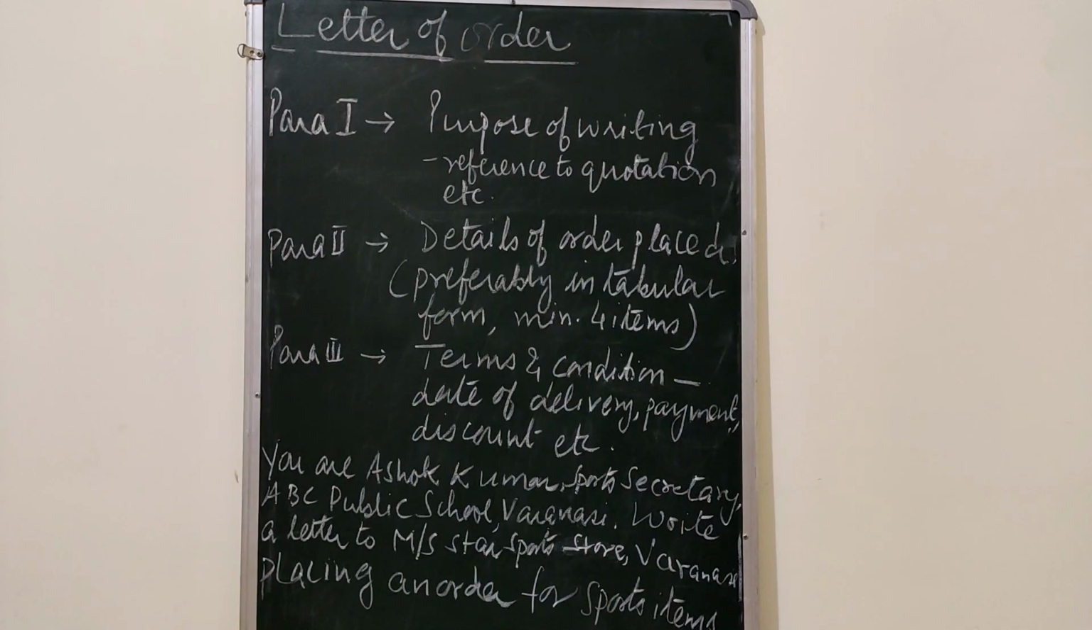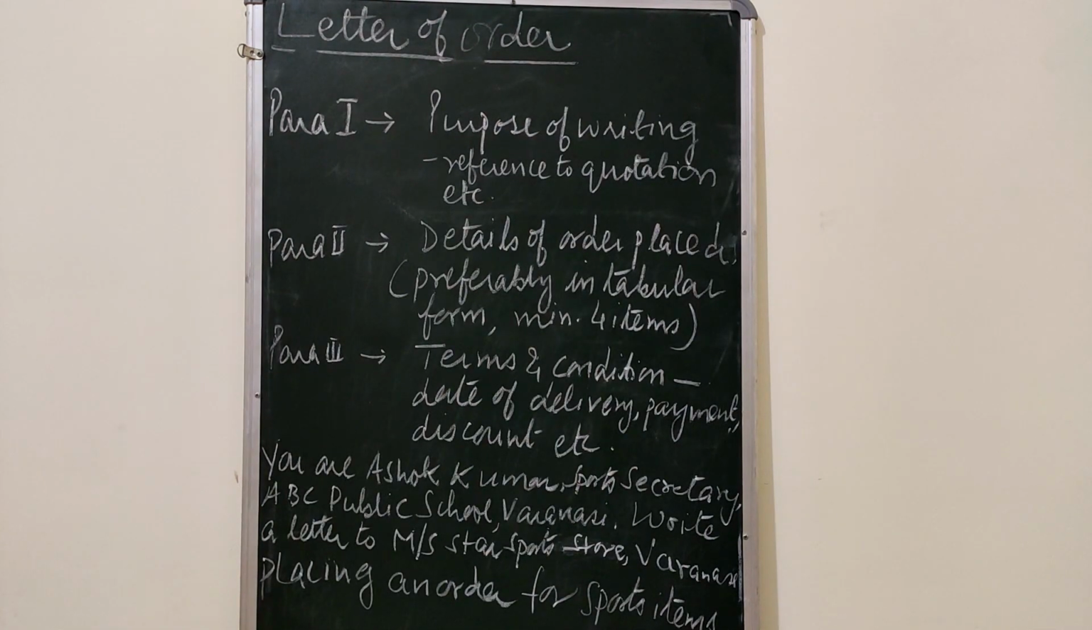Now when we are giving the details, it is preferred that we present the things in tabular form. So we can divide it into various sections, that is serial number, item, brand, quality, quantity, whatever it is. You have to remember that there should be minimum 4 items in the details of the order. Once we are done with para 2, then we come to para 3, which is the conclusion of the letter.